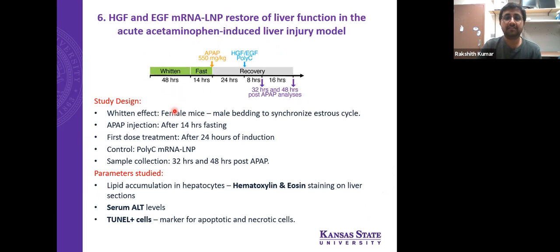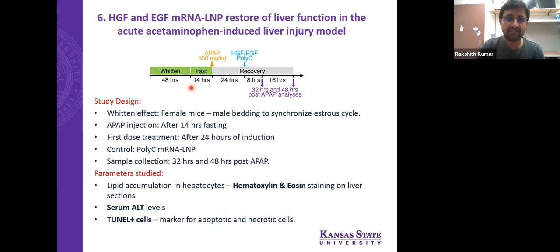So to start with, all the mice used in this research were female mice, and estrogen levels in female mice will alter the liver injury which is induced by the acetaminophen. To avoid that, they synchronized the estrous cycle by inducing the Whitten effect. The Whitten effect means keeping the female mice in a male cage with male bedding material where the male was residing for a few days, where its pheromones will be present. So they transferred the female mice into the male bedding material cage, and then they synchronized the estrous cycle.